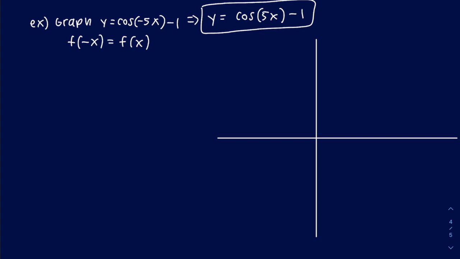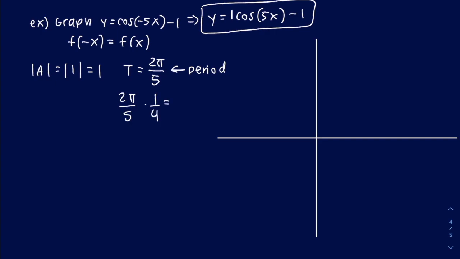Okay, so let's find our amplitude. So amplitude is going to be the absolute value of 1 because the constant in front is 1, and that's equal to 1. Our period is equal to 2 pi over b, which is 5 in this case. So 2 pi over 5, that's our period. We're going to multiply that by 1/4 to find our increment, and that's going to be pi over 10. This is our increment.